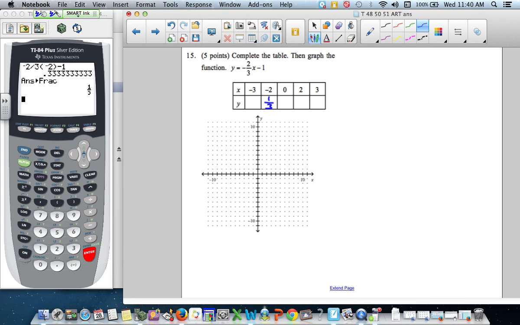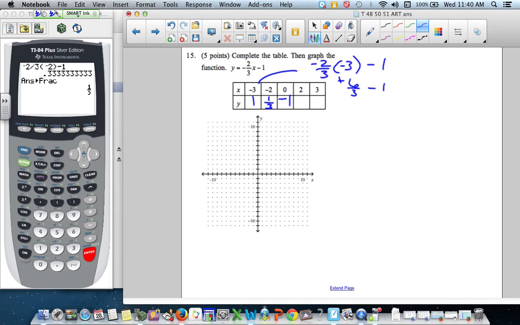I can just do it by hand. If I put 0 in there, -2/3 times 0 minus 1 is -1. If I put -3 in there, -2/3 times -3 minus 1 becomes 6/3 minus 1, which is 1.